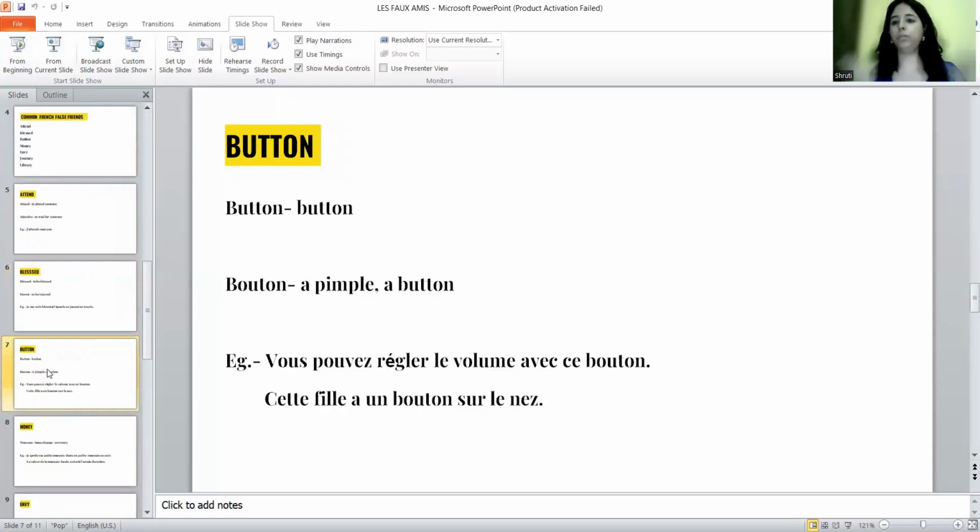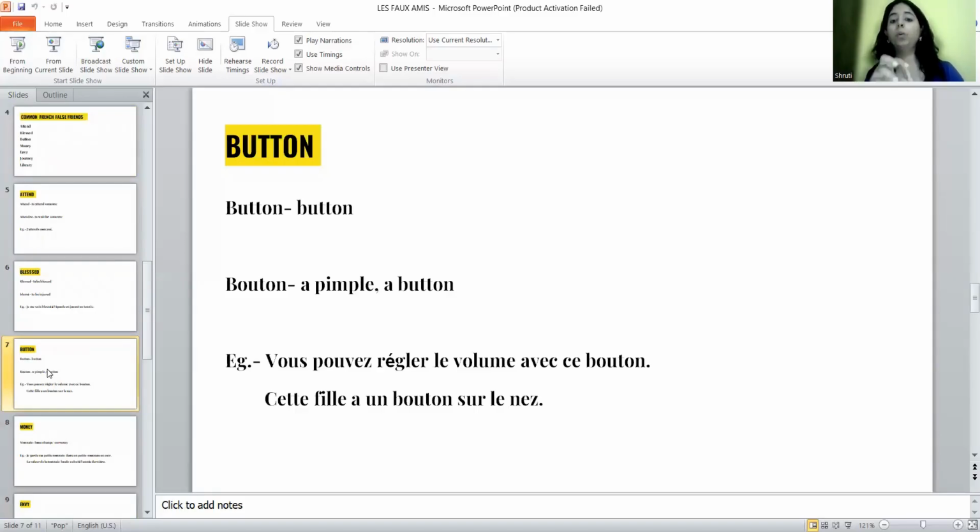Button. So we all know what is button, right? But in French, there are two meanings because there can be two different contexts where we've used this word. So the first one is a pimple. Okay, and the second one is the same that we have in English, which is a button. So let's look at the two examples.